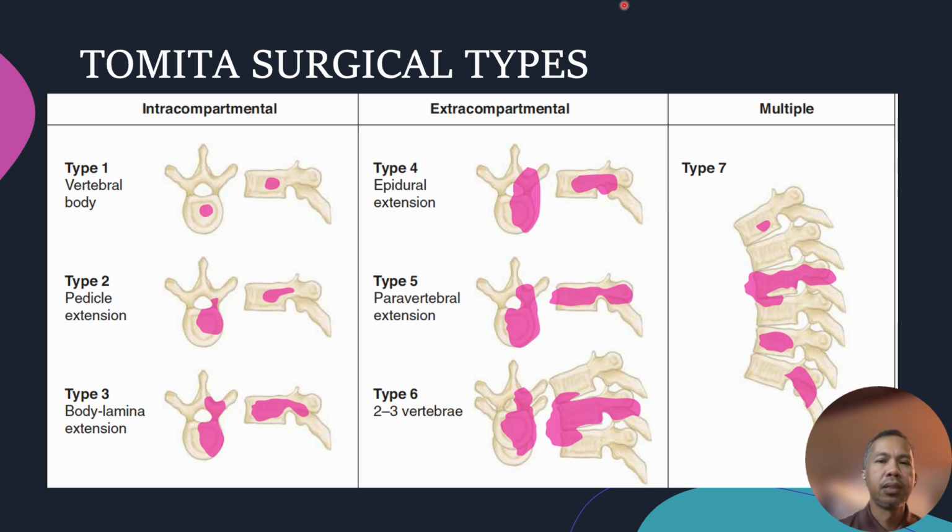As mentioned, the most common site of metastatic bone disease is the axial skeleton. It is a must for you to know these Tomita surgical types. It is in your Rothman spine book. We have types 1, 2, 3 under intracompartmental; 4, 5, 6 under extracompartmental; and 7 shall be under multiple.